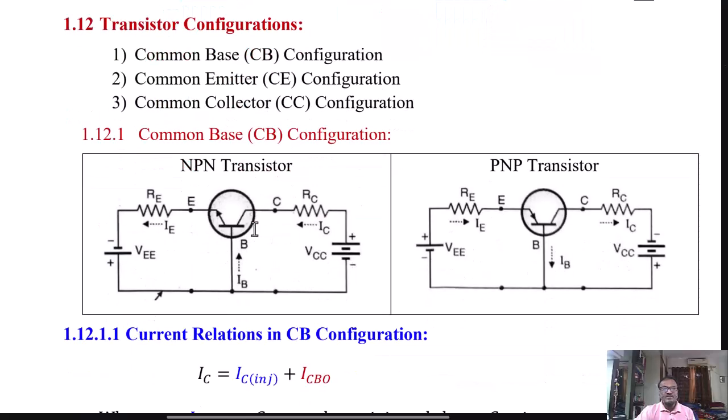Various transistor configurations. Since a transistor has three terminals, it can be configured with the input circuit and output circuit with respect to a common terminal. Whichever terminal is common out of the three terminals decides the configuration.